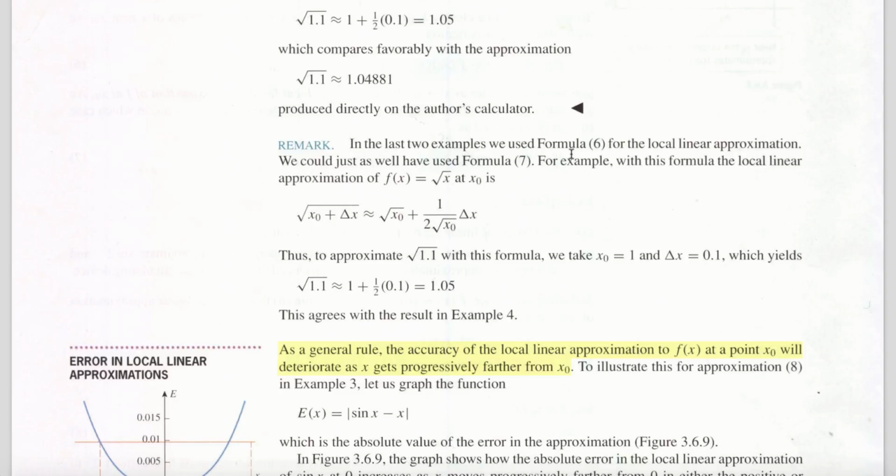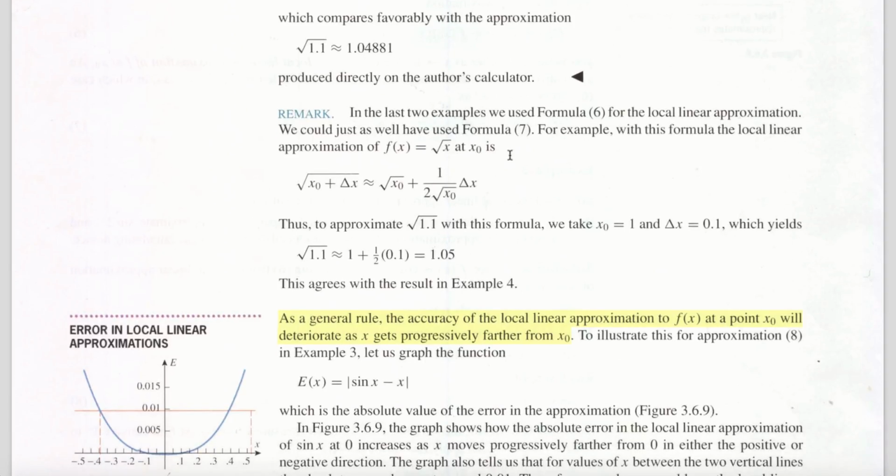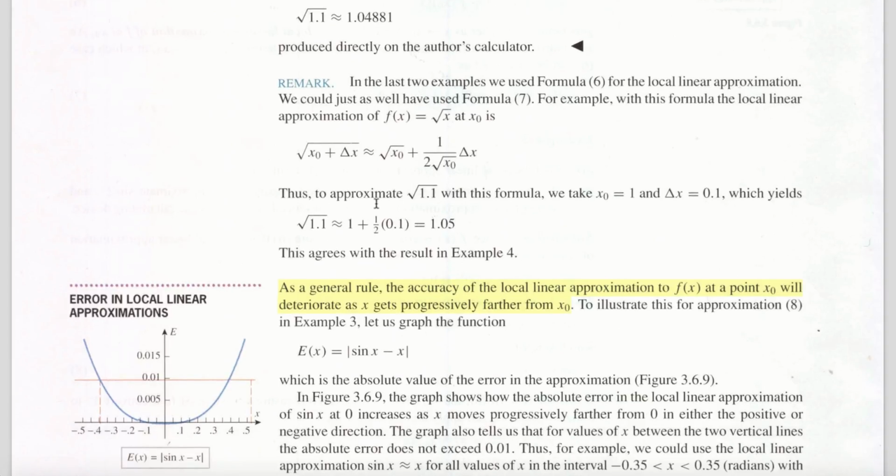In the last two examples, we used formula 6 for the local linear approximation. We could just as well have used formula 7. For example, with this formula, the local linear approximation of f at the square root of x at x naught is the square root of x naught plus delta x is approximately the square root of x naught plus 1 over 2 square roots of x naught delta x. Thus, to approximate 1.1 with this formula, we take x naught to be 1 and delta x to be 0.1. Plug everything back in, you get the same results. And so that's the essence of local linear approximations.